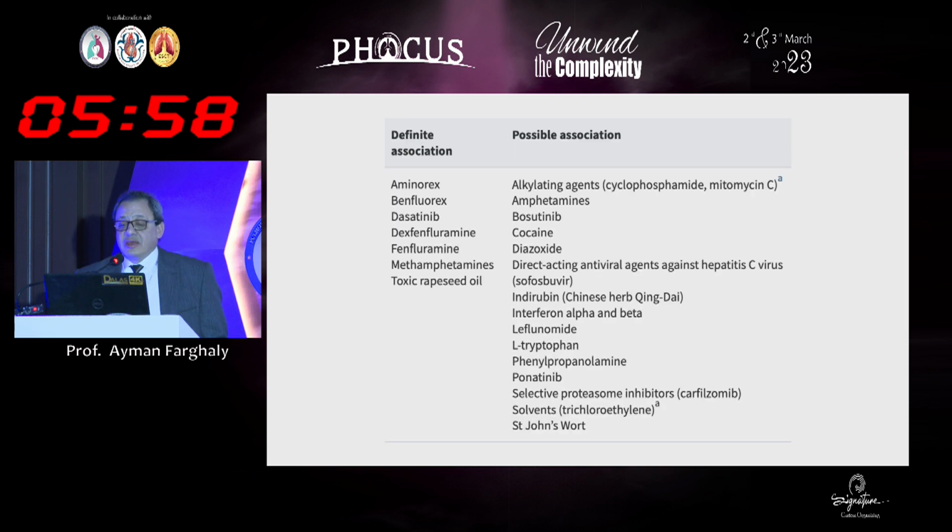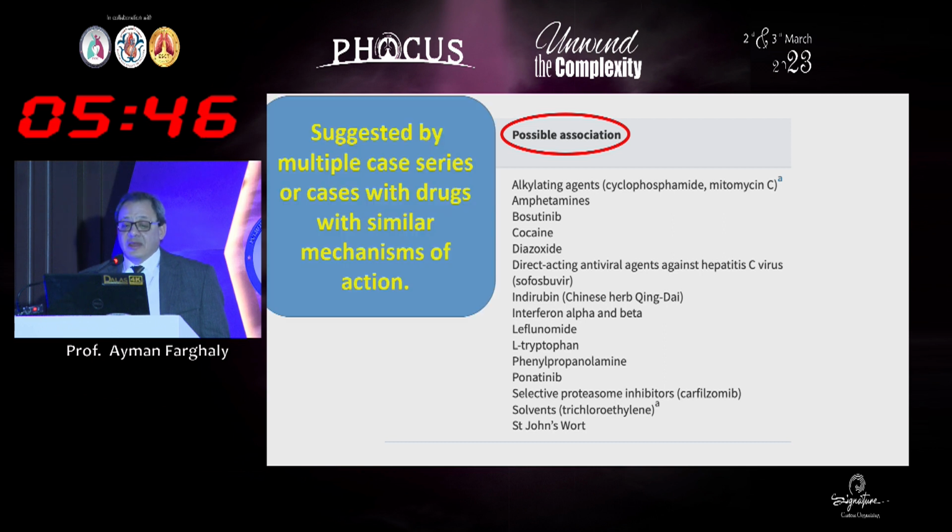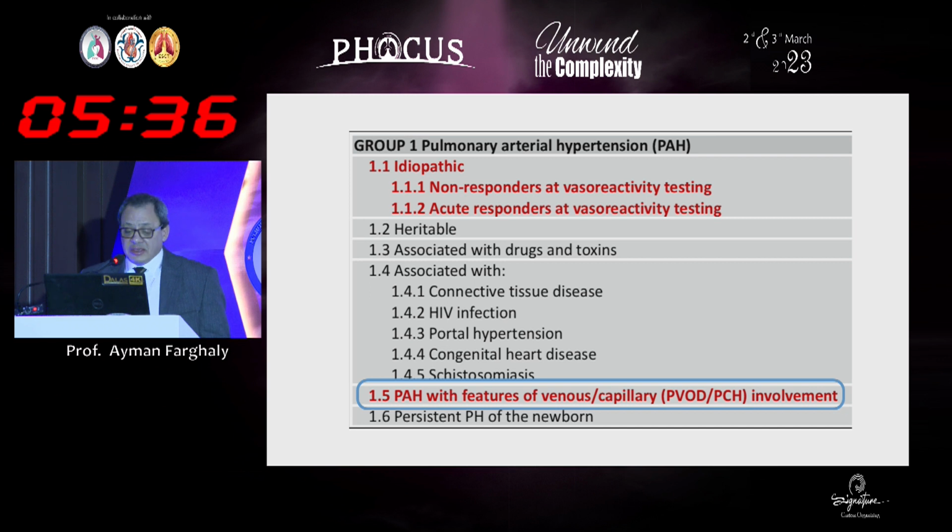However, we have here the possible associations, including many of the drugs like the alkylating agents, leflunomide, phenylpropanolamine. So it includes a lot of famous drugs, and this is according to suggestion by multiple case series or cases with drugs with similar mechanism of action. So they are suspected to be causing the disease.